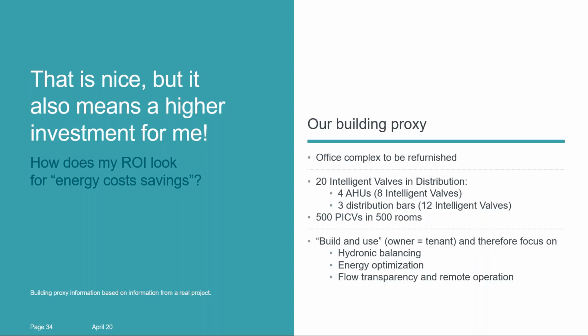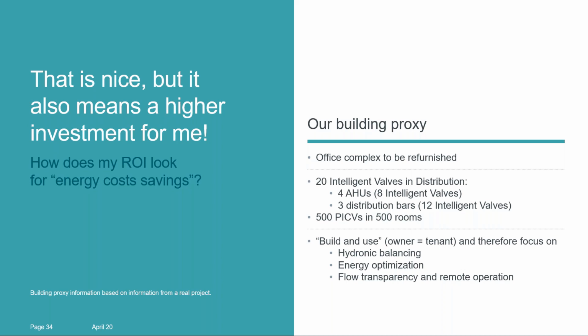What do these expected additional 7% of energy savings by a delta T control on the main consumers mean in regards of payback time or investments? Here is our so-called building proxy. That's a sample building. We're starting at the same point where we start with the PICVs: 500 rooms with 500 fan coils for the PICVs.